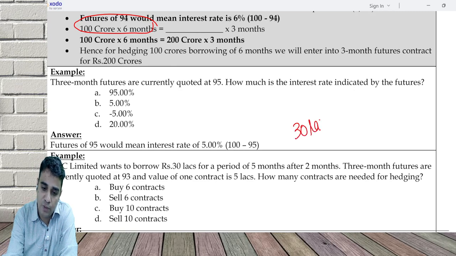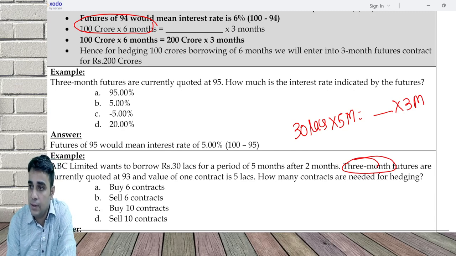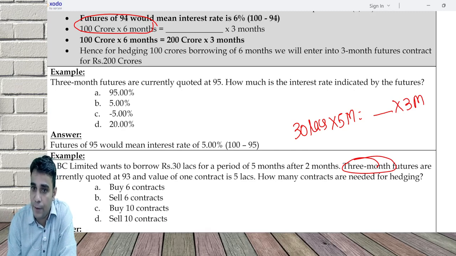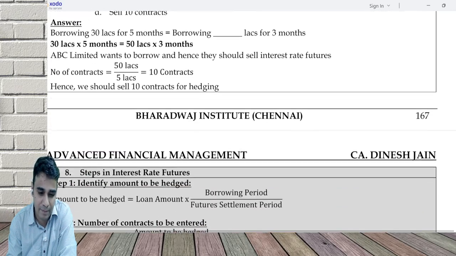30 lakhs, for how many months do you want to borrow? 30 lakh into 5 months is equal to question mark into 3 months. Why question mark into 3 months? Because these are 3-month futures. 30 lakh for a period of 5 months; the 2 months after that is of no use. So I have to take how many contracts now? 10 contracts. We will sell 10 contracts for hedging. I'll explain the sell part in some time. Let's not worry for the time being.